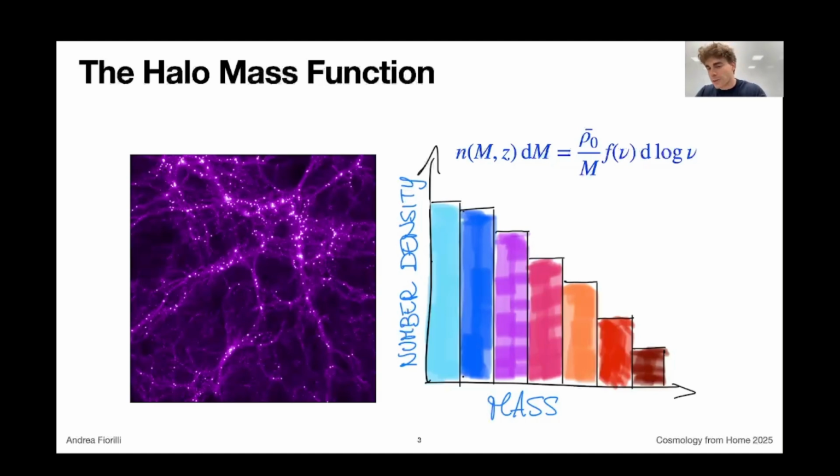We model it, as you can see from the equation on screen, with another distribution, the little f on the right-hand side, which is generally called the multiplicity function, and depends on this strange variable, the peak height, nu, which is just the inverse of the RMS variance of the linear overdensity field at the scale of the halos we're interested in.